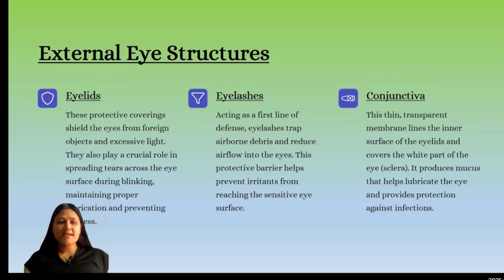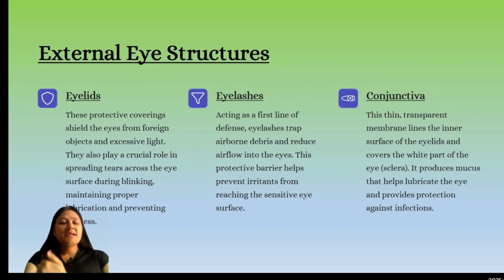Now the external eye structures. The external eye structures are basically the eyelids, eyelashes, and conjunctiva. The eyelids, you already know, are our upper eyelid and lower eyelid. These two eyelids provide each eye a protective covering, a kind of shield that keeps foreign objects from getting in our eye, and excessive light is avoided by the eyelids first.